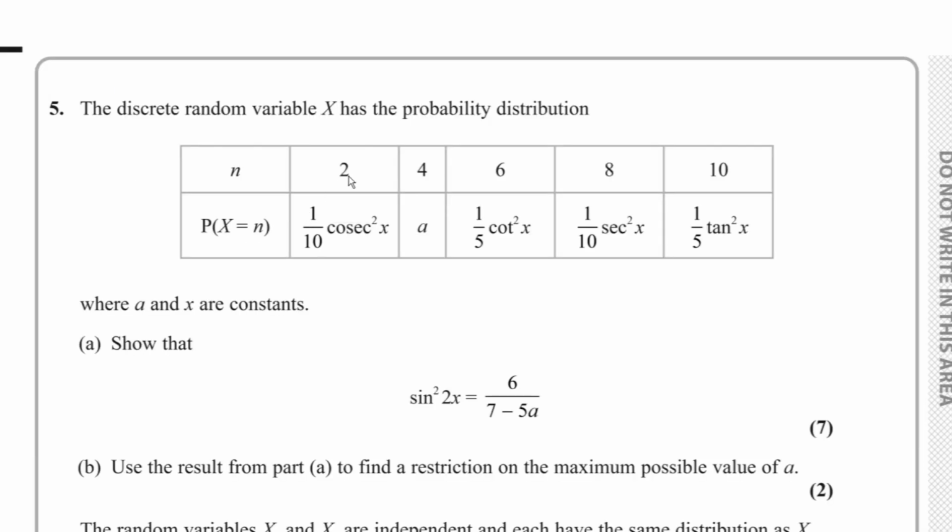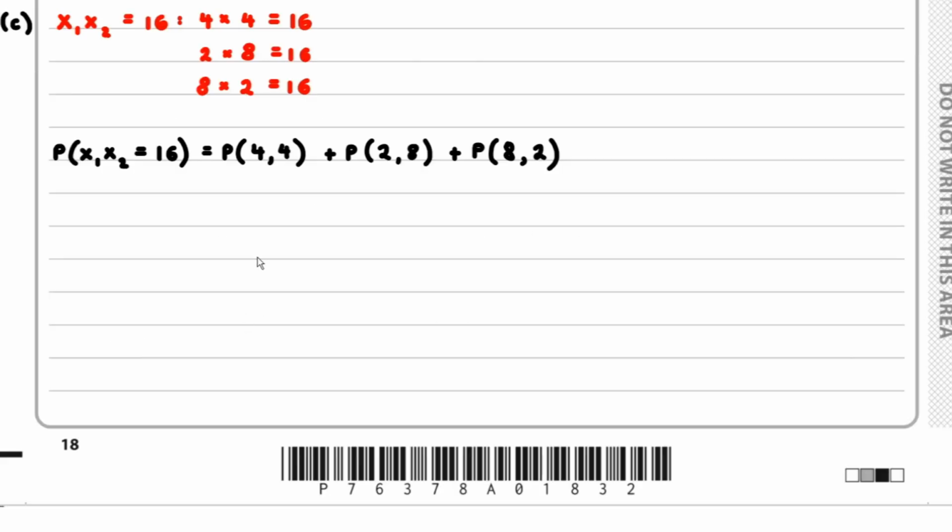So the probability that x1 times x2 equals 16 is equal to the probability of getting a 4, then another 4, plus the probability of getting a 2, then an 8, plus the probability of getting an 8 and then a 2. The probability of getting a 2 is 1 over 10 cos squared x. The probability of getting a 4 is a. The probability of getting an 8 is 1 over 10 sec squared x. So let's use all that.